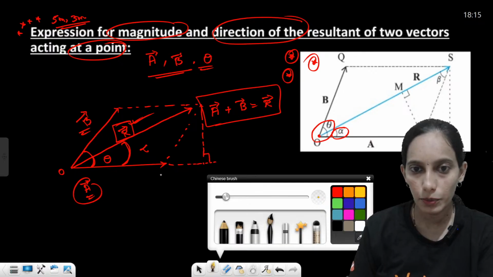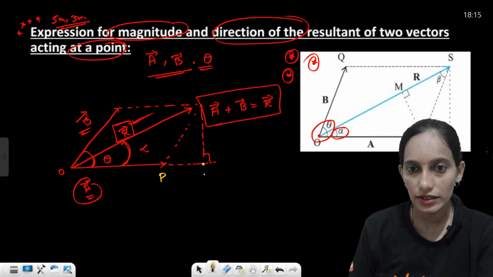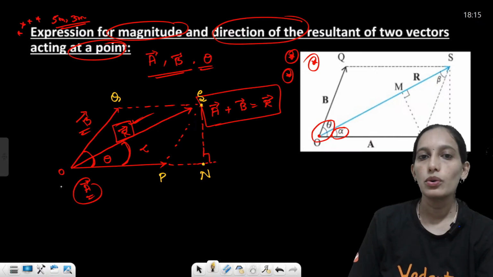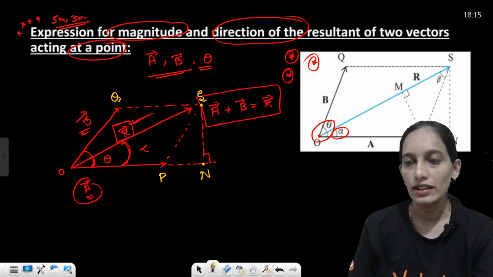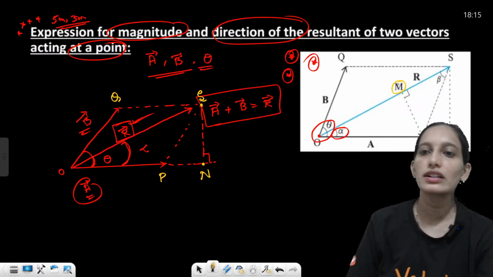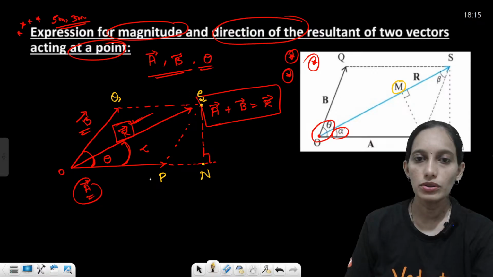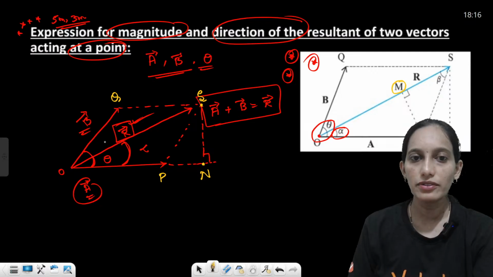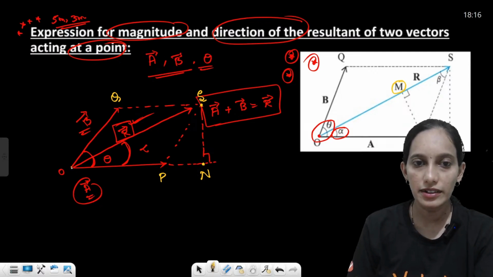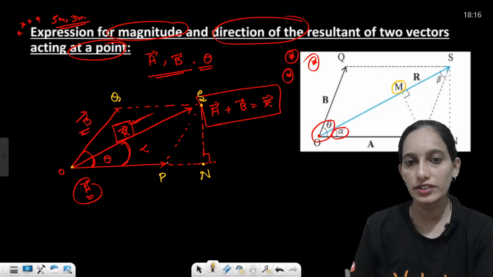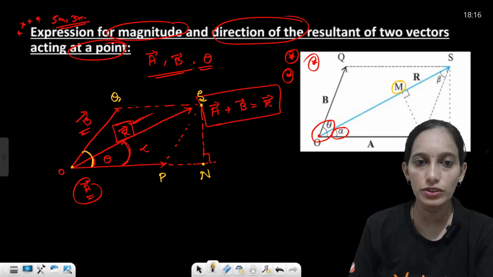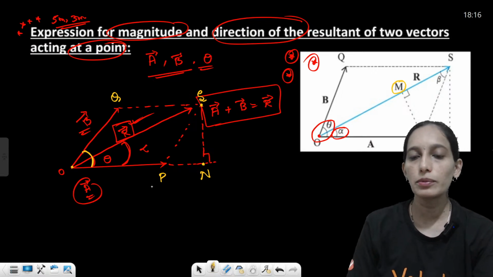So this is O, this point we have marked as P, this intersection point we have marked as N, this will be Q, and this point is S. So O, P, Q, S and N. Right now I don't want this, later we'll consider that. So this is the simple diagrammatic representation. We have two vectors A and B represented by the adjacent sides of the parallelogram. We have labeled A vector and B vector, and the angle between those two vectors we have taken as theta. So this is about the diagram part.